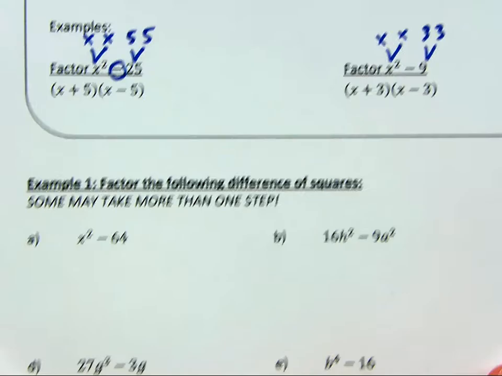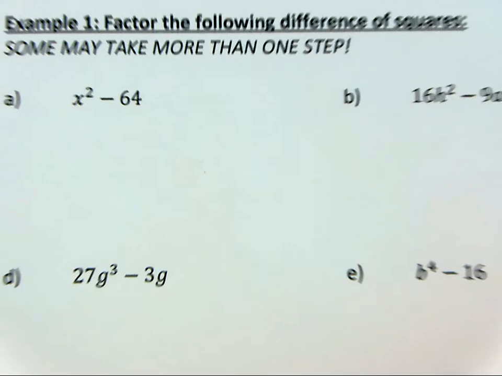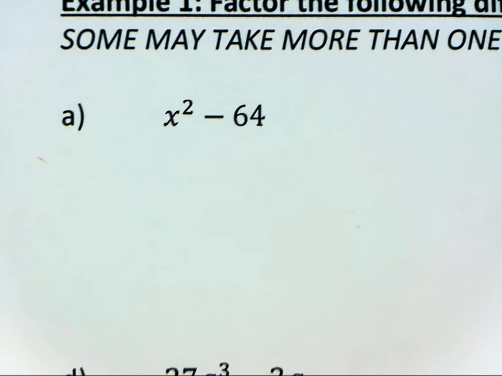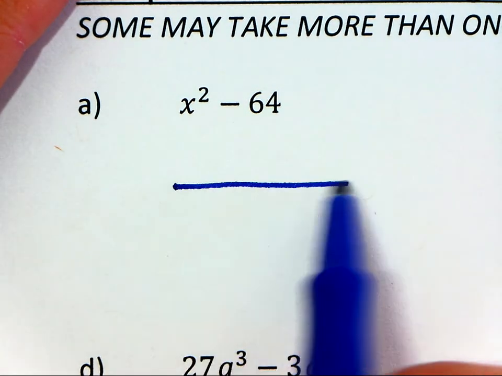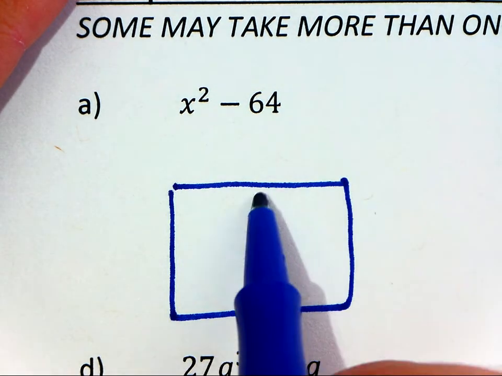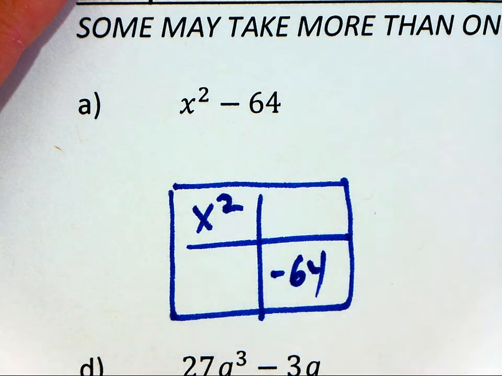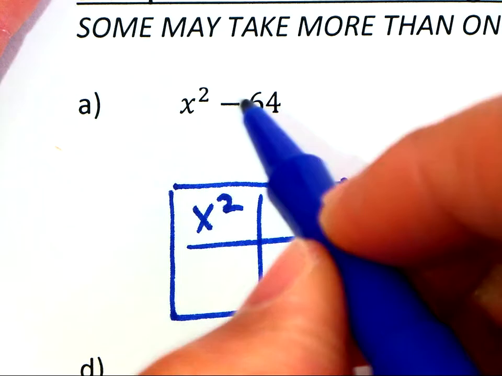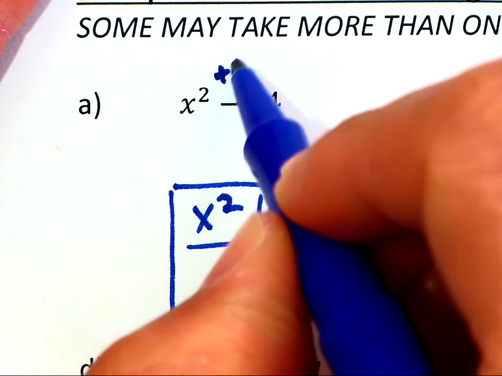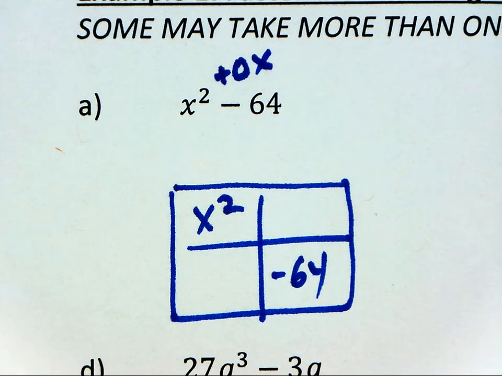Okay, all right. So example 1a, x squared minus 64. If I had no clue what to do, but I knew how to use the box method, I'd put x squared there and negative 64 there, and then I'd write my 2 clues. Now, there's only 2 terms here, so I could think of there being a 0x term: x squared plus 0x minus 64.